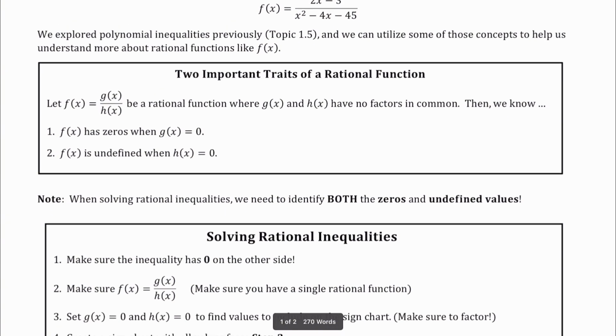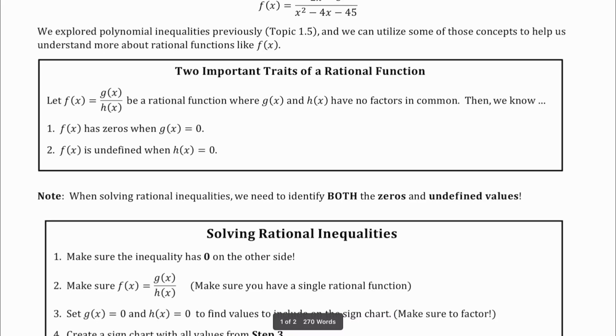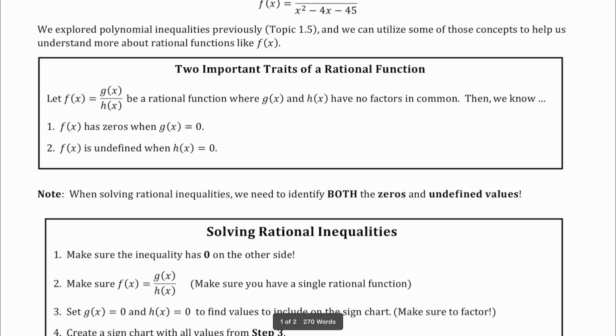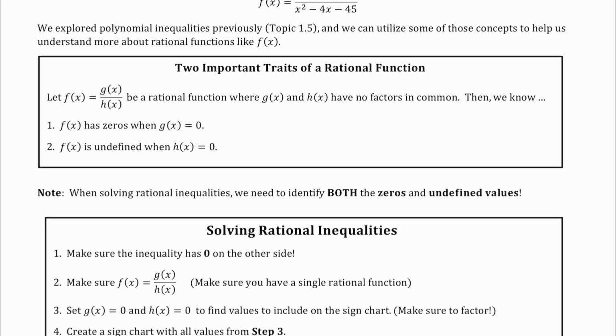I didn't go over 1.5, but that was about polynomial inequalities and solving them, either by putting them on a number line or graphing them to find the intervals where x would be greater than 0, less than 0, or less than or equal to 0. But now this one is going to be on rational functions instead of just polynomials.